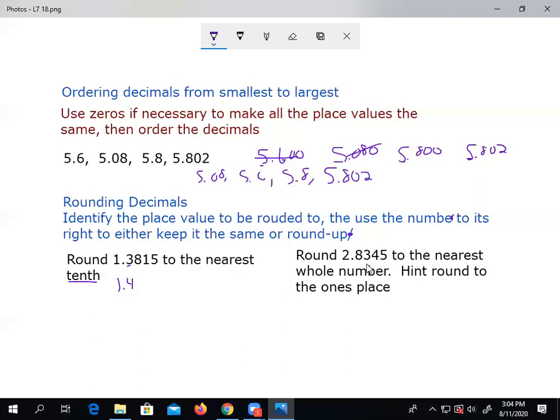So if I have 2.8345, and I want to round that to the nearest whole number, nearest whole number means you want to round to the ones place. So identify the place value, which is the ones place, that's a 2. And then we look to the right of it, which again, that 8 is going to tell me to round on up to a 3. So that's going to be just a 3. If we round to the nearest whole number, there would not be any decimals involved. So that's a little bit about rounding that you probably are already familiar with.